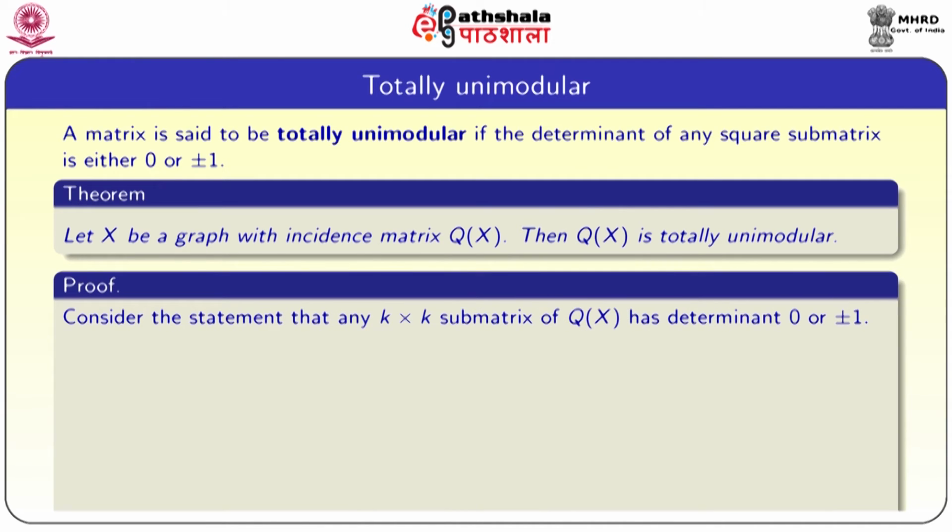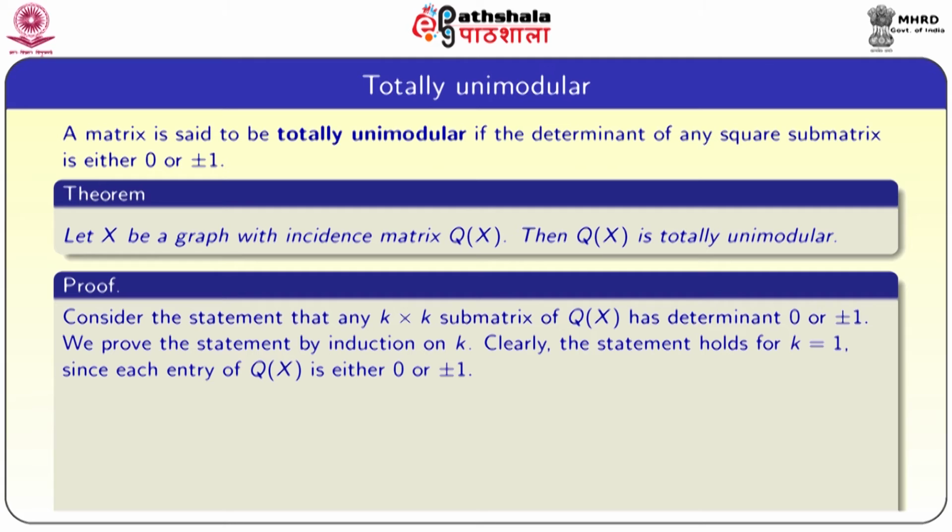Proof: consider the statement that any k by k submatrix of Q(X) has determinant 0 or plus or minus 1. We are going to prove the statement by induction on k. Clearly, the statement is true for k equal to 1. That means if the matrix contains only one entry, that entry is either 0 or plus 1 or minus 1. Clearly, its determinant is 0 or plus or minus 1. So, the result is true for k equal to 1.